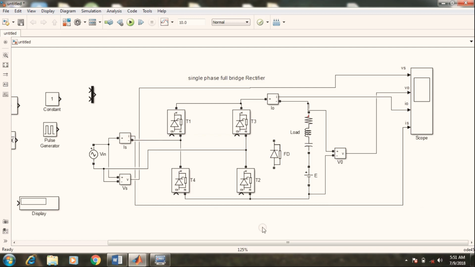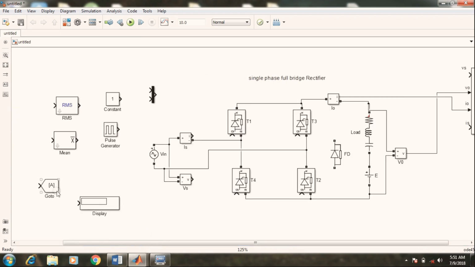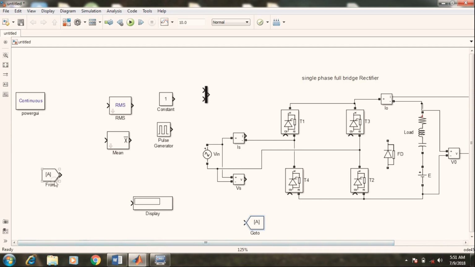So all this wiring seems to be confusing. So which wire is connected to which one and all these things. So to remove this confusion, we will do wireless signal transmission by using From and Goto. How they can be used means, see. Now I am removing this Is and I am removing this Vs. These two I will connect by using From and Goto blocks. So you bring this From and Goto.